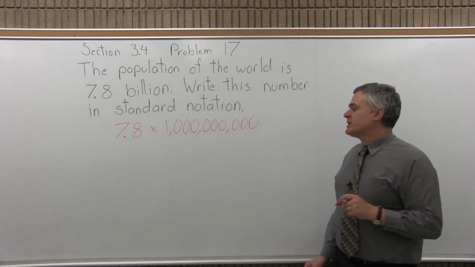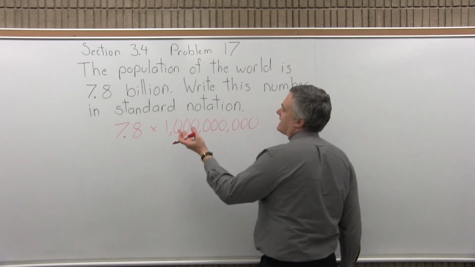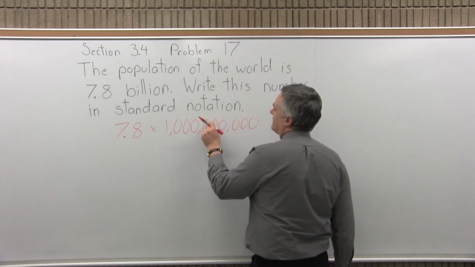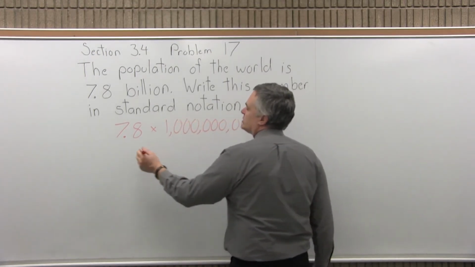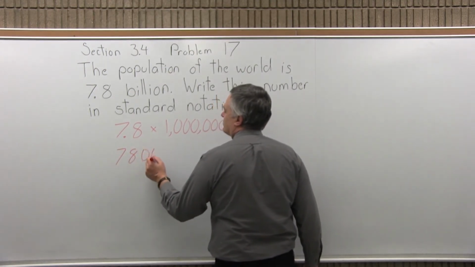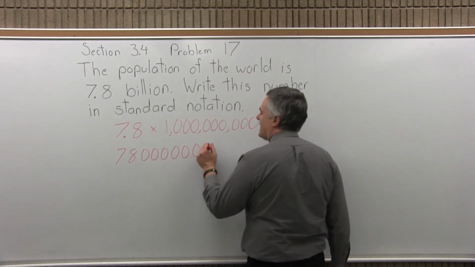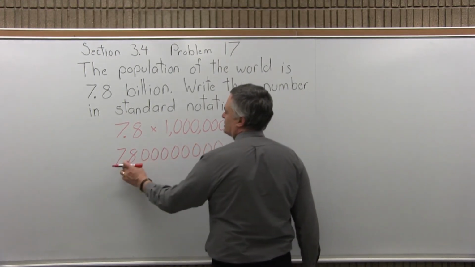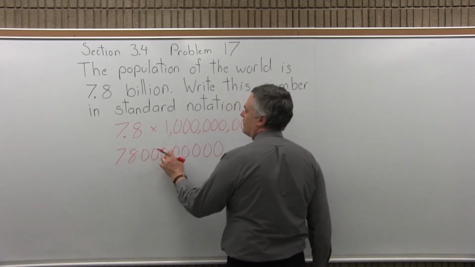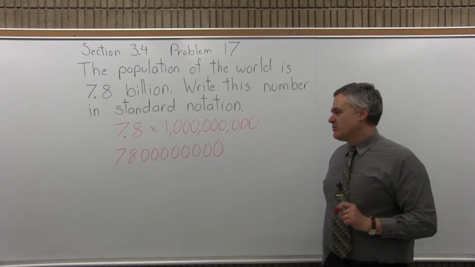So now to do a multiplication like this, what you really want to do is count the number of zeros and move your decimal place that many places. 1, 2, 3, 4, 5, 6, 7, 8, 9 zeros. So take the decimal where it is, move it 1, 2, 3, 4, 5, 6, 7, 8, 9. We can just double count to make sure. So it started here, 1, 2, 3, 4, 5, 6, 7, 8, 9. Right, so 9 zeros, move it 9 places.